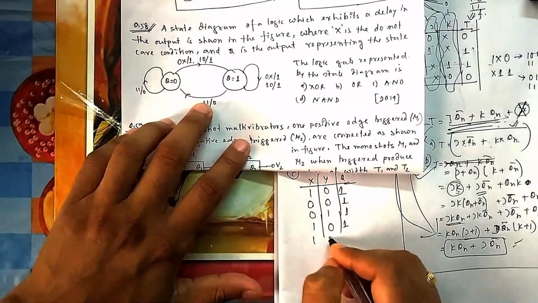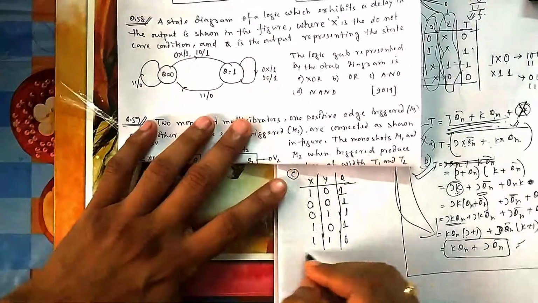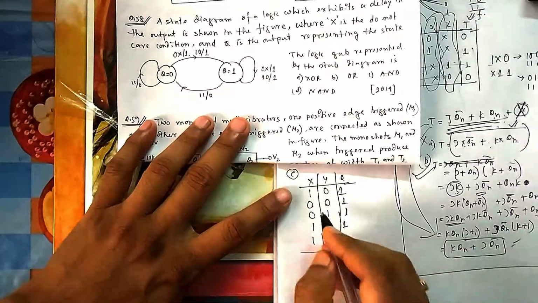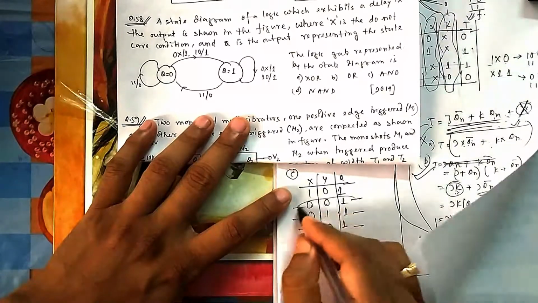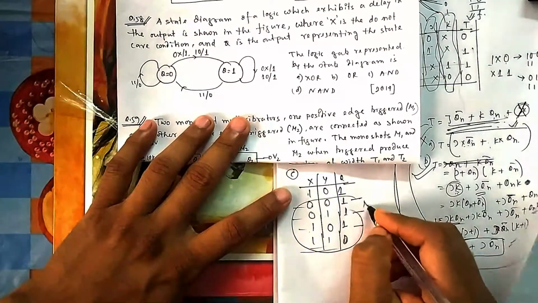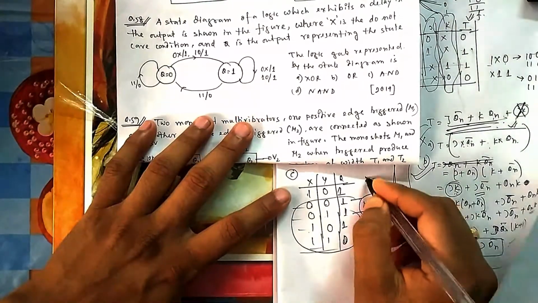Come here, 1 1 it is 0. So which gate gives you this idea? 0 0 1, 0 1 1, 1 0 1, 1 1 0. This is nothing but a NAND gate. It is the truth table of NAND gate, that is your option D.